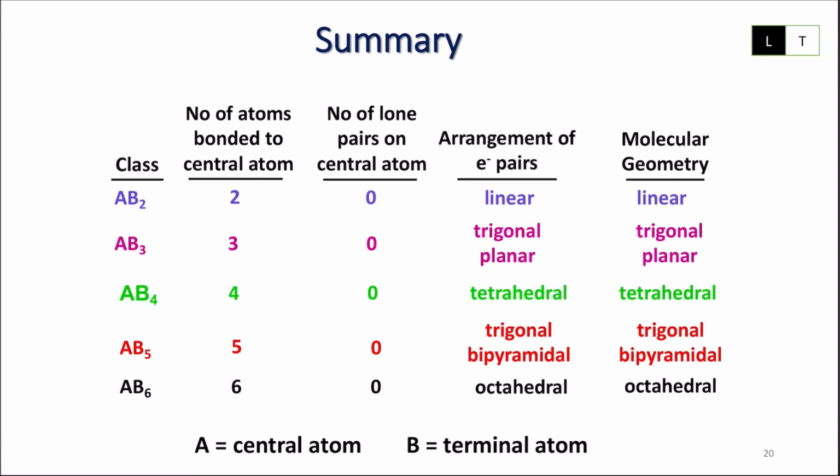So please remember, you have to know how to draw the correct Lewis structure, and from there we are going to take a look at the central atom only, and see how many bonding pairs or lone pairs the central atom has.